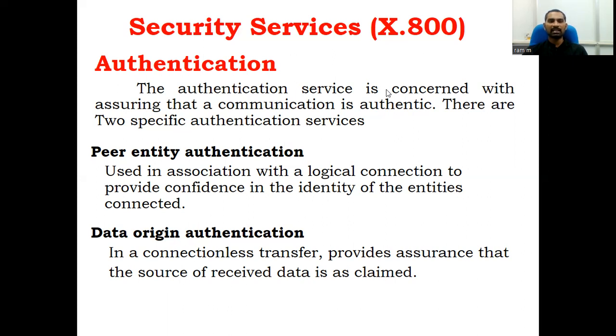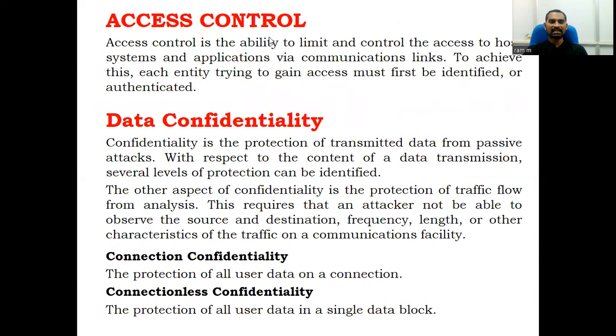Now we'll see the second security service, that is access control. Access control is the ability to limit and control the access to host systems and applications via communication links. To achieve this, each entity trying to gain access must first be identified and authenticated. So what does access control do? For example, there is a chance of attacks on the data.